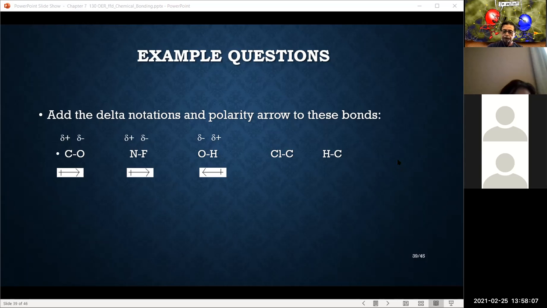Okay. And then we have chloride and carbon. Again, the chloride is a lot more electronegative. So in this case, the arrow goes from right to left with the partial negative on the chloride, partial positive on the carbon. Then we have carbon and hydrogen. Remember, carbon and hydrogen, their electronegativity is essentially the same. So we treat it as a diatomic. Okay. Therefore, it's nonpolar. There's no arrow to place here.